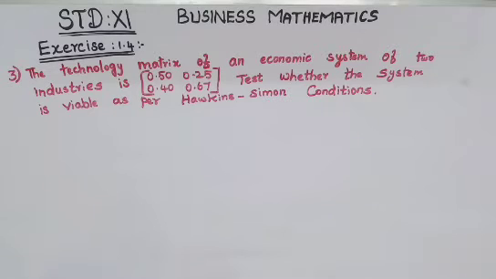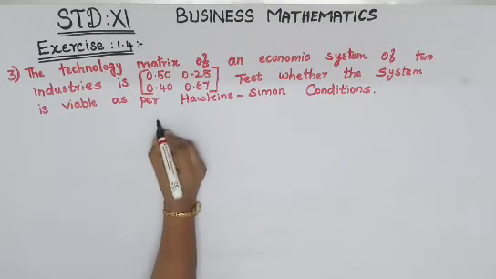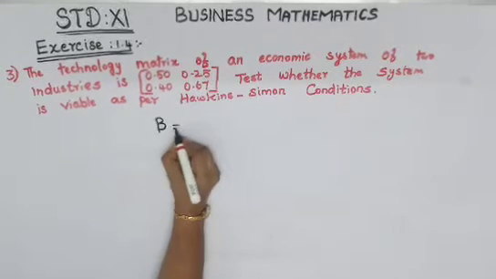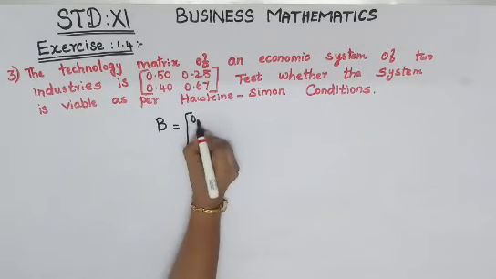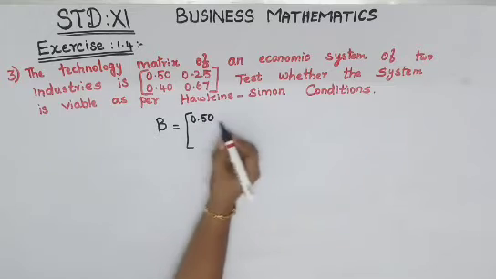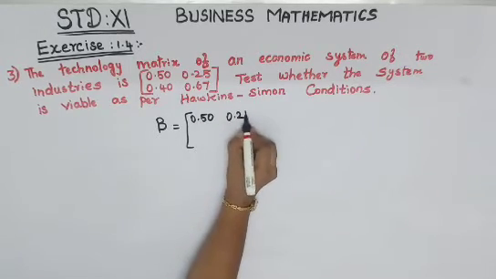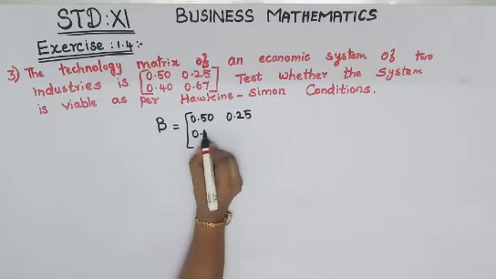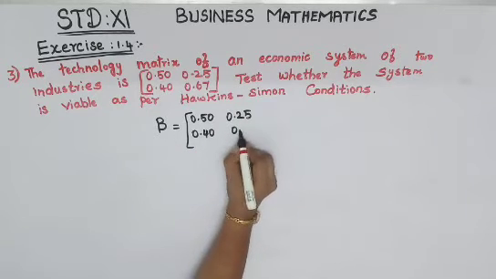Third question, the technology matrix of an economic system of two industries is, again your 2 by 2 matrix is given, 0.50, 0.25, 0.40, 0.67. Test whether the system is viable as per Hawkin-Simon condition. You have to declare B is equal to your given matrix. So it is 0.50, 0.25, 0.40, 0.67.